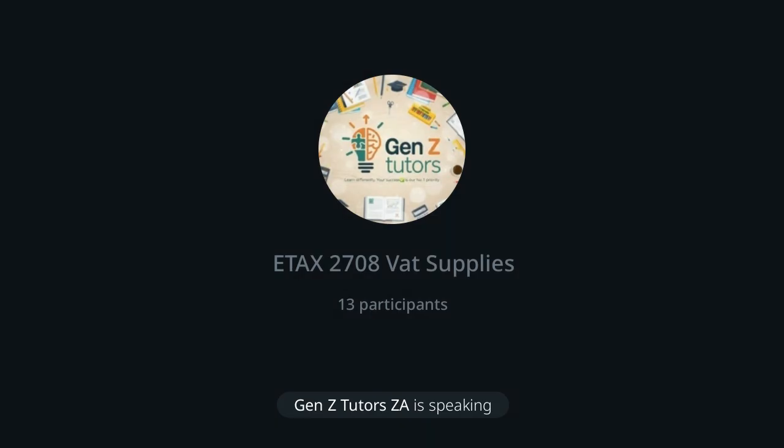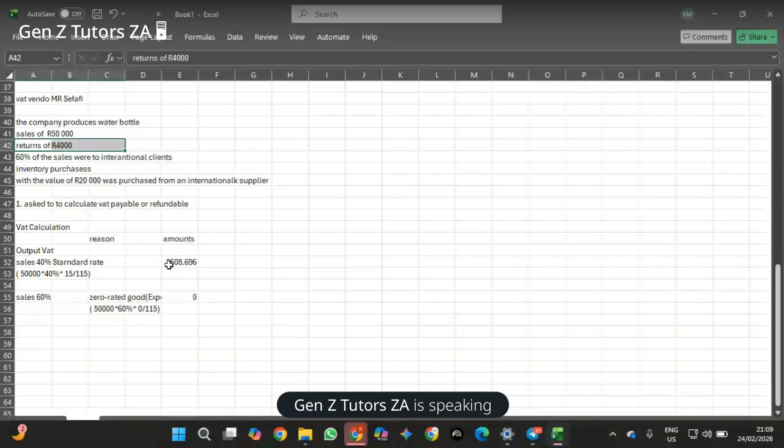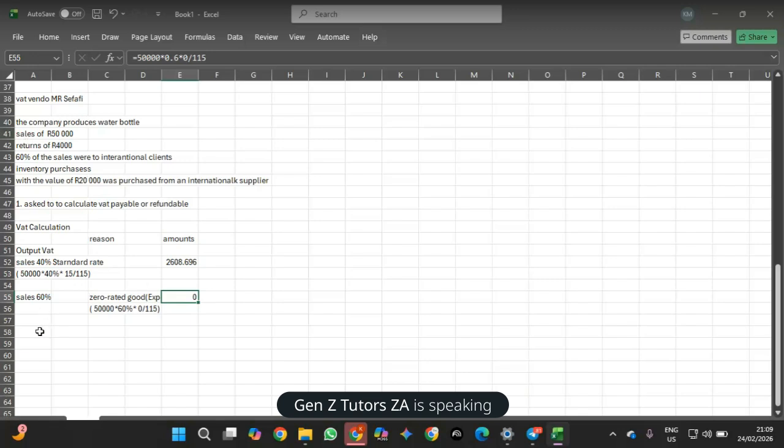So there's that. Okay, fine. We'll do the whole example, and pretend the person actually ended up having an outstanding VAT output payable to SARS and did not pay, so that you can see the situation as it happens. Okay, fine. Sales 60%, and it would be 0% over here. And then what else do we have? The returns of 4,000 and so on.